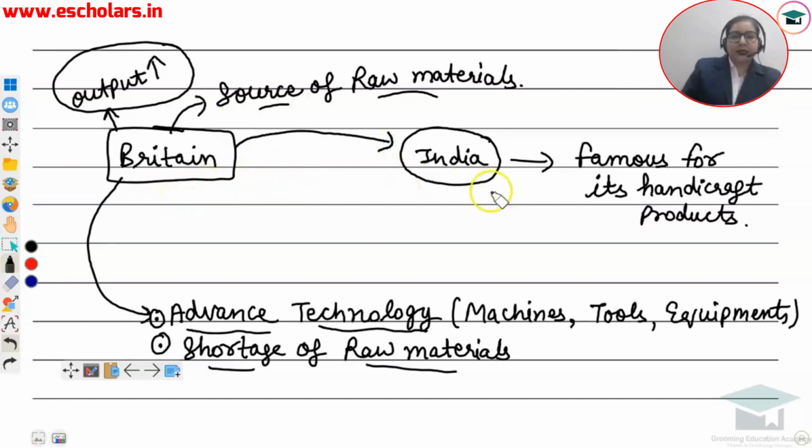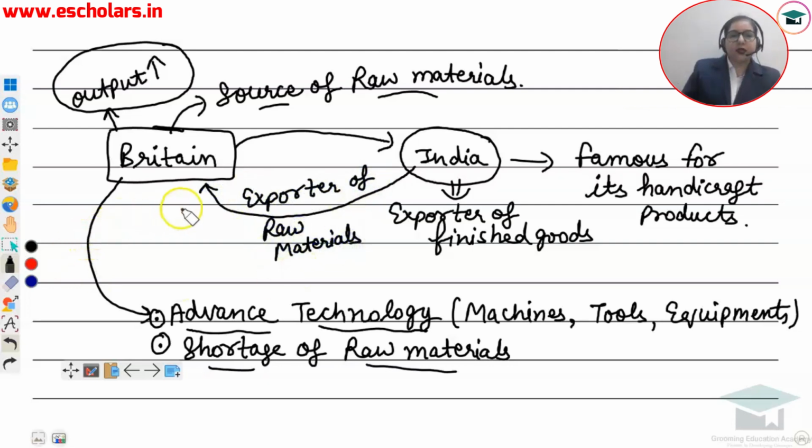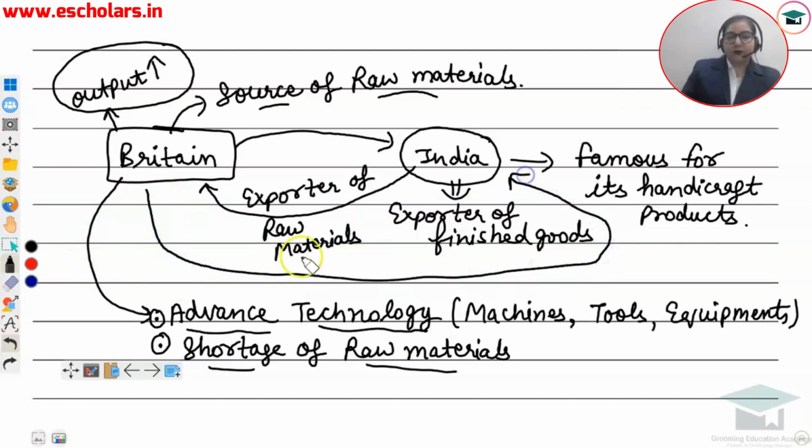Okay. India was earlier the exporter of finished goods, right? But afterwards, when Britishers were ruling in India, India became the exporter of raw materials to Britain. Okay, students? And India was basically the importer of finished goods from Britain.